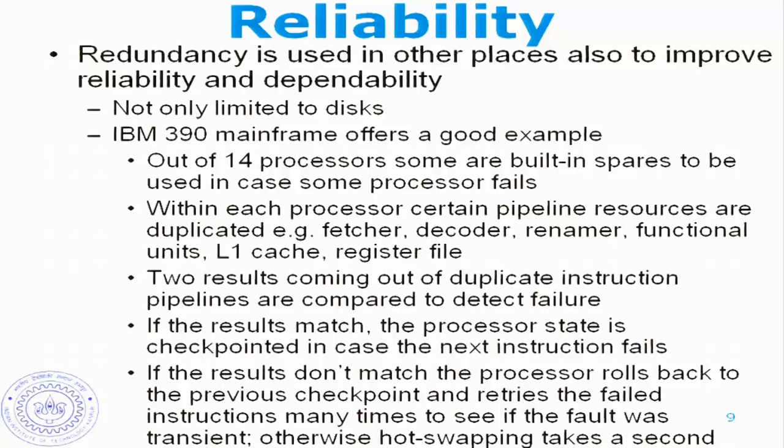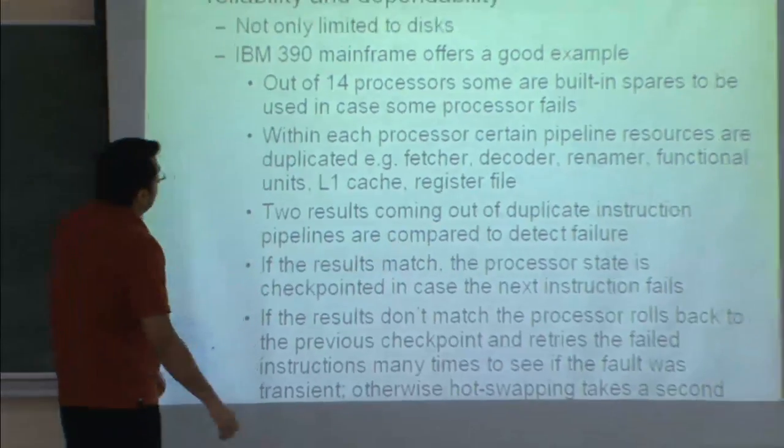So here is an example from processor design. The IBM 390 mainframe offers a good example. This system is an old system. It had 14 processors. Some are built-in spares to be used in case a processor fails. So not all of them were in use all the time. Some of them are actually spares, all right?